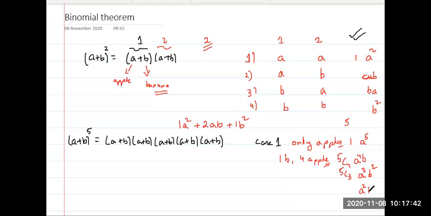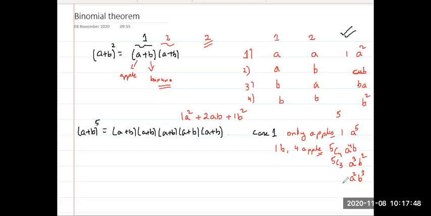2 apples, 3 bananas. In this case, tell me, in how many ways can you choose 2 apples? Yes, very good. 5C2. Then 1 apple and 4 bananas, and 0 apples and just bananas. So it is 5C1 and 5C0. Now if you think about this, this is also 5C5.